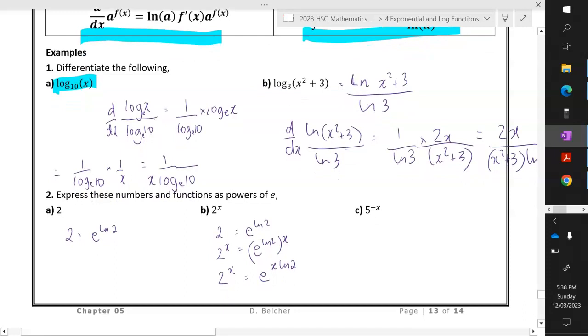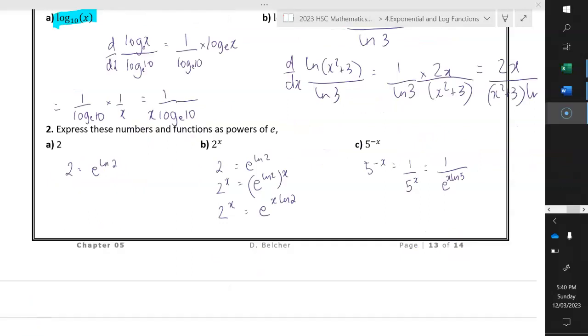Okay, now let's have a think of the next one, and then we might differentiate some of these. So 5 to the minus x is equal to, think of what 5 to the minus x is. What's the minus telling us? It's 1 over 5 to the x. If I'm expressing that as a power of e, what I'm going to have is similar to what's happened over here. I'm going to have that as 1 over e to the x log 5.